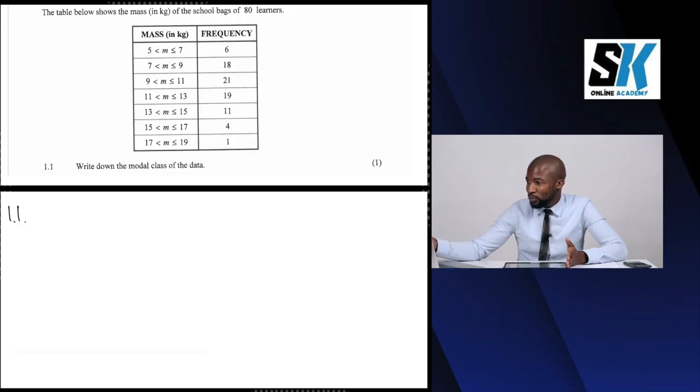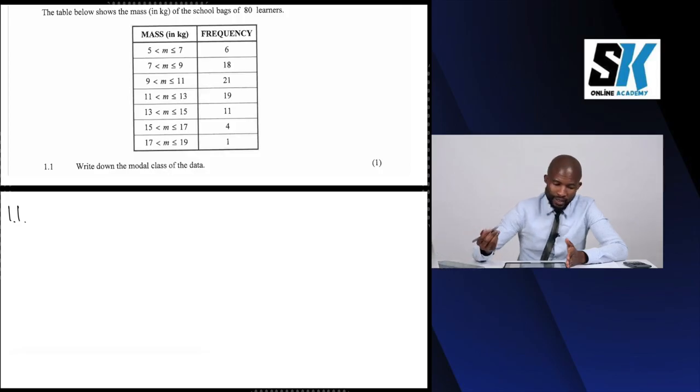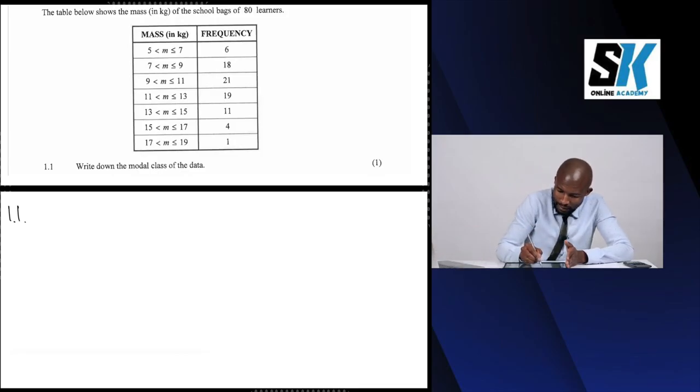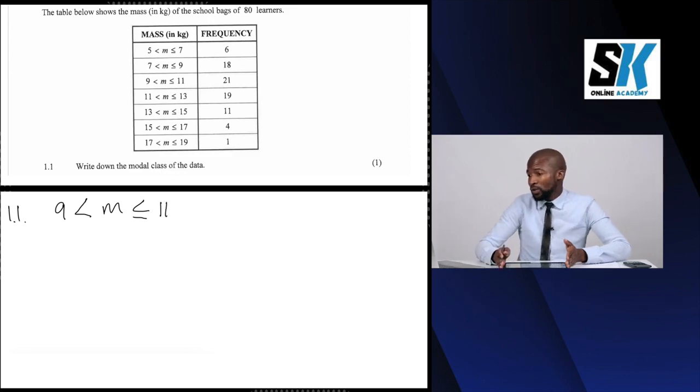So your modal class would be the one that has a frequency of 21, because the highest number there is 21. So the modal class that they're looking for would be the interval between 9 and 11. That will be your first answer for 1.1, which should be pretty easy. You just look at your diagram.